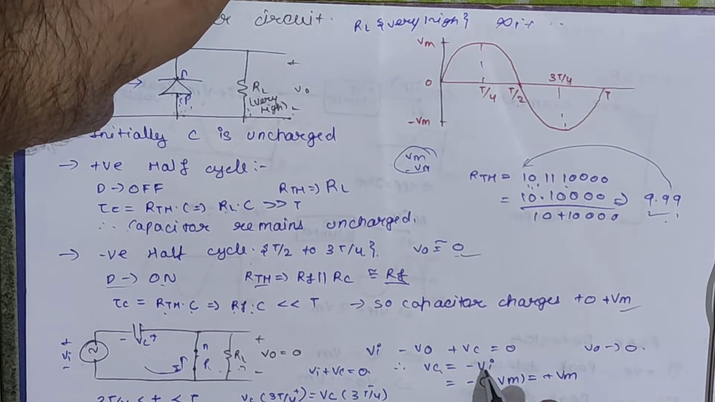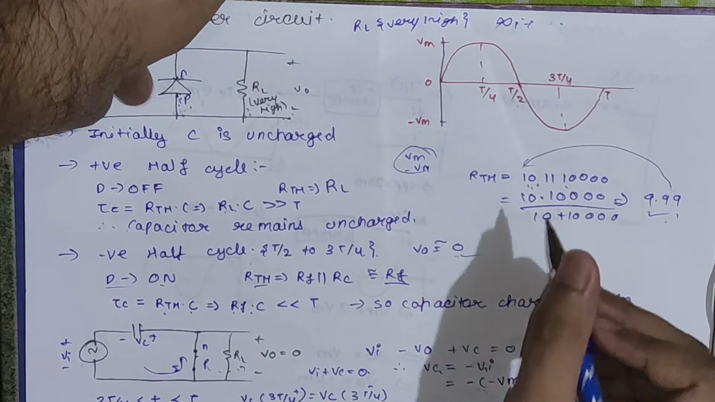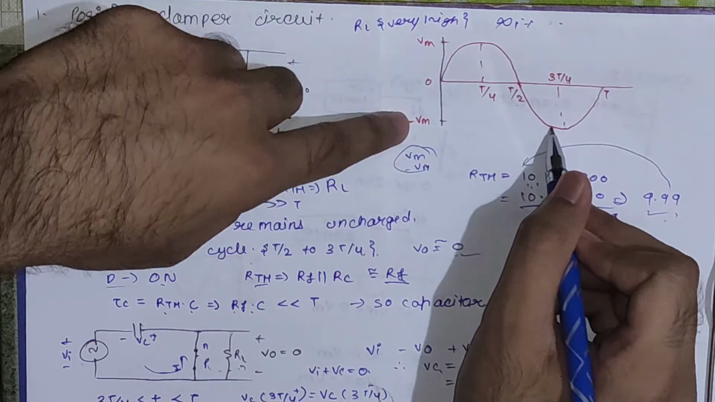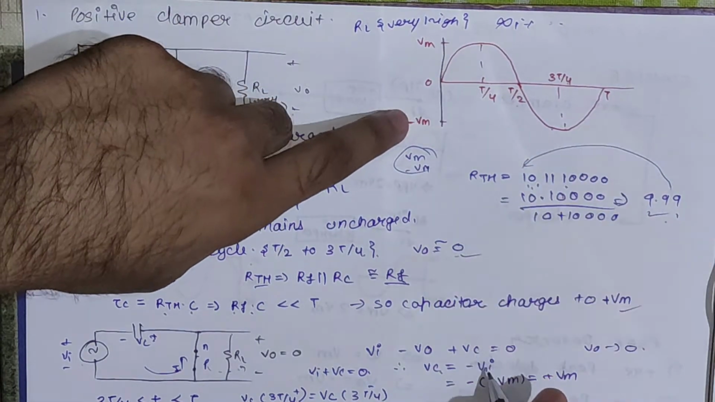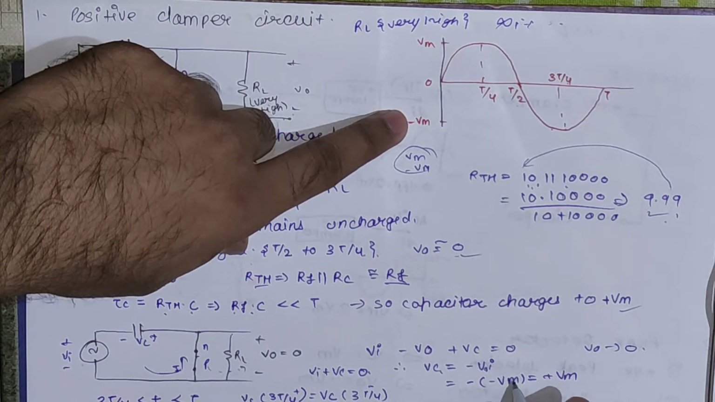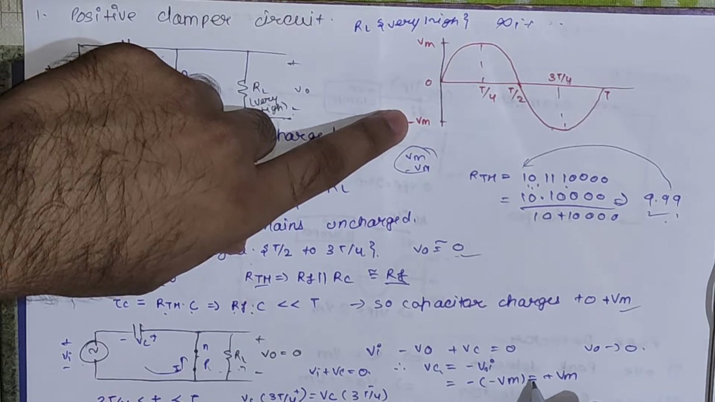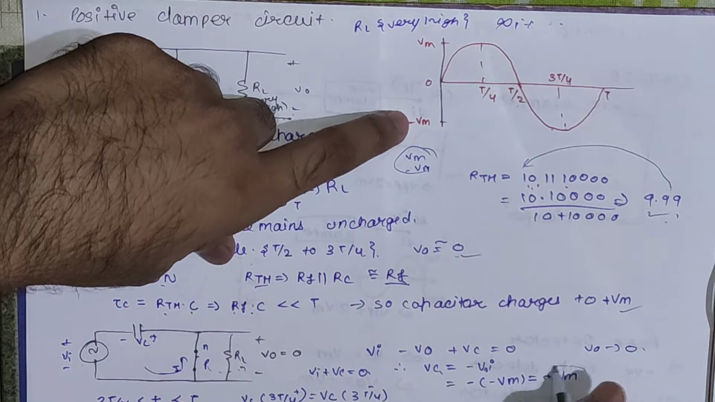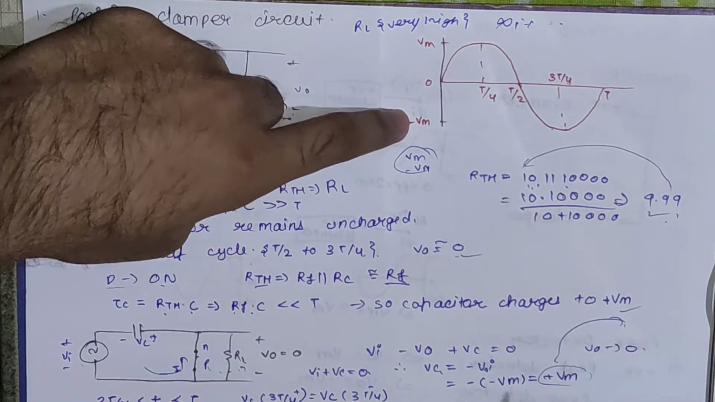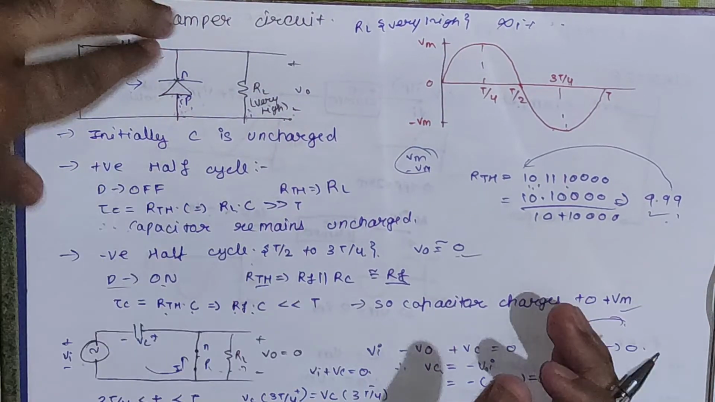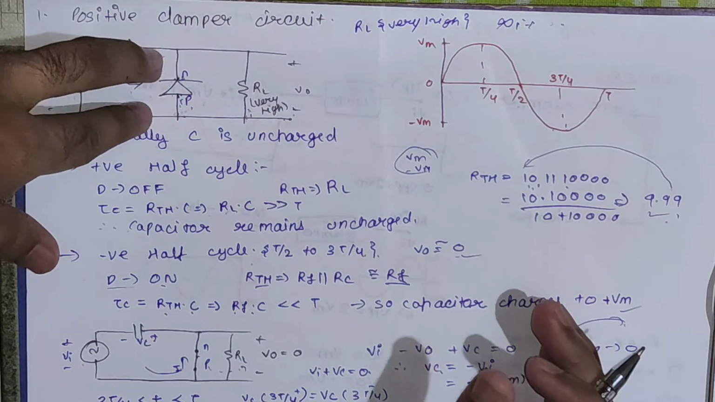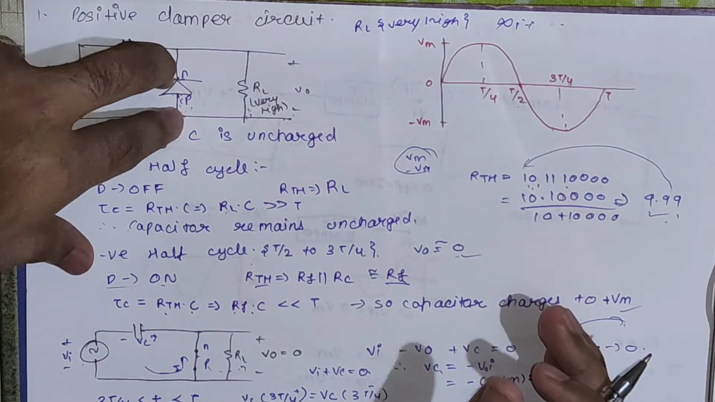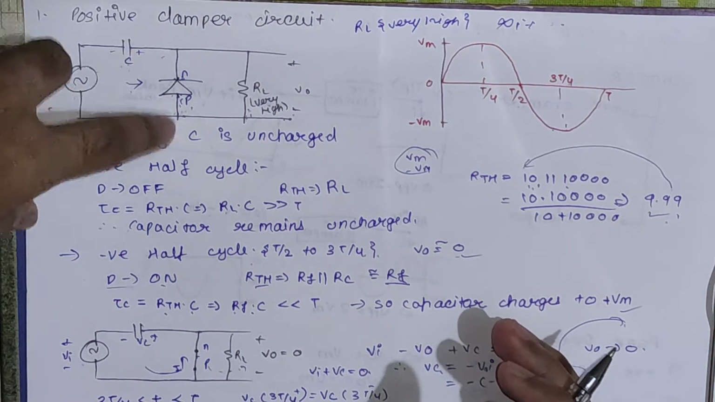Okay, and at this phase we know Vi maximum voltage is minus Vm. So you will write in place of Vi as minus Vm. So you will get the magnitude of the capacitor voltage as plus Vm. So that's what I have written here. Always follow this: the polarity of the capacitor will be decided by the diode terminals and the magnitude will be decided by the KVL.